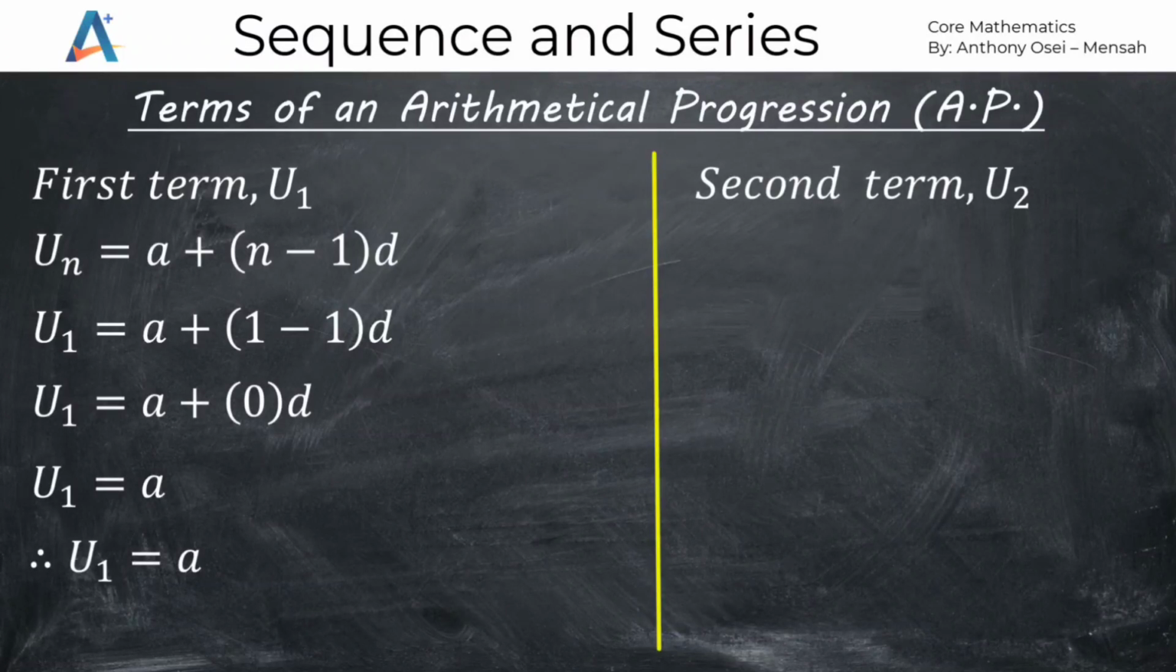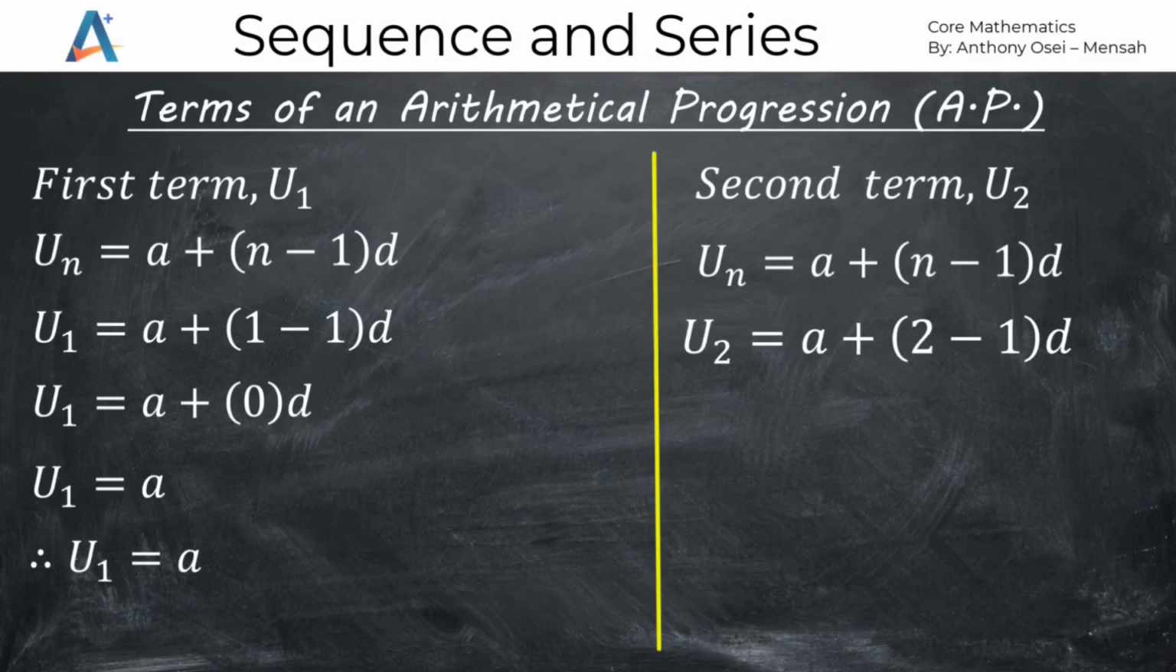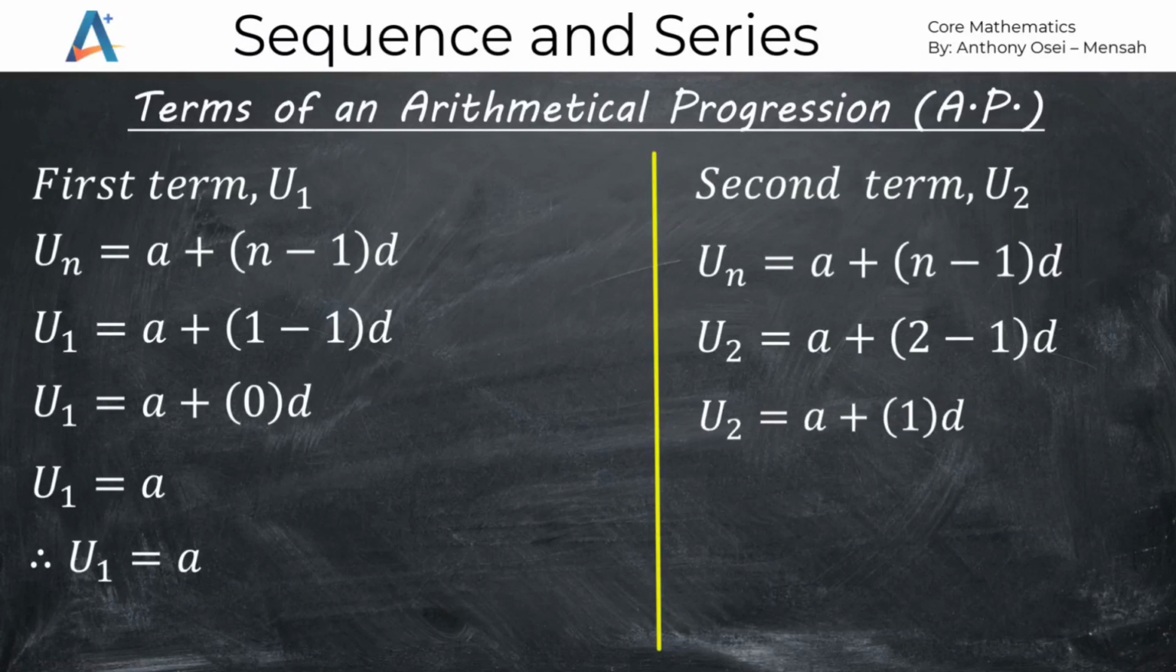Now the second term is given as U2. But to get our second term formula, we need to use the nth term formula, or the general formula for the AP, which is Un = a + (n - 1)d. Where n is 2, U2, that is the second term, is equal to a + (2 - 1)d, since n is 2. And 2 minus 1 is 1. So U2 = a + 1 times d, and 1 times d is d. So the U2 formula will be a + d.